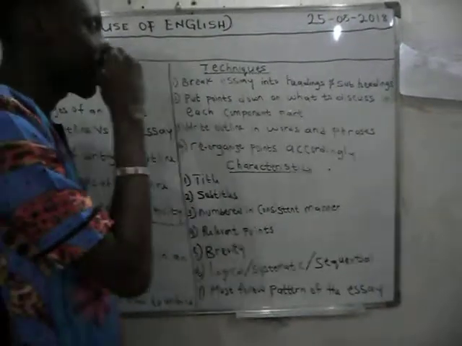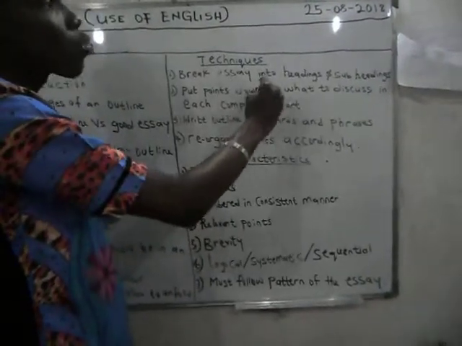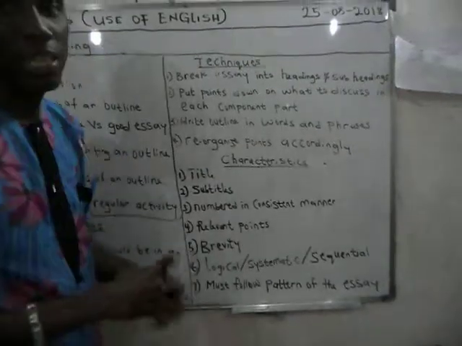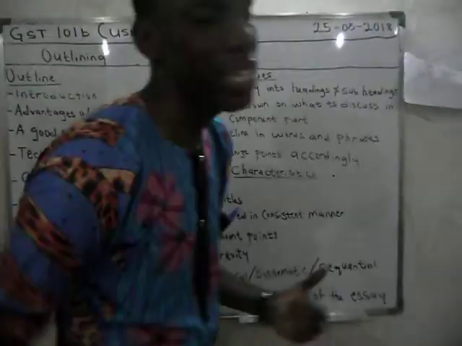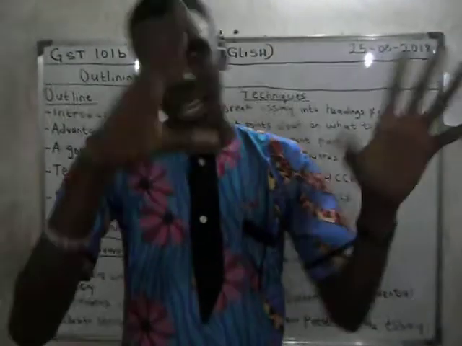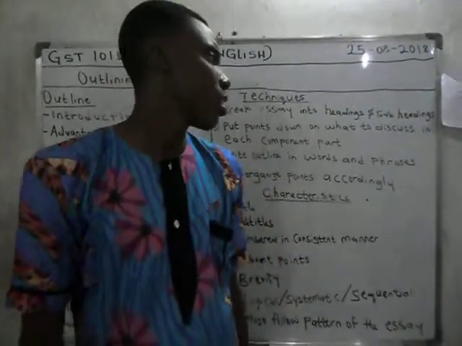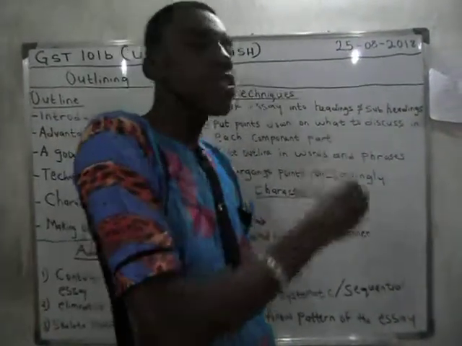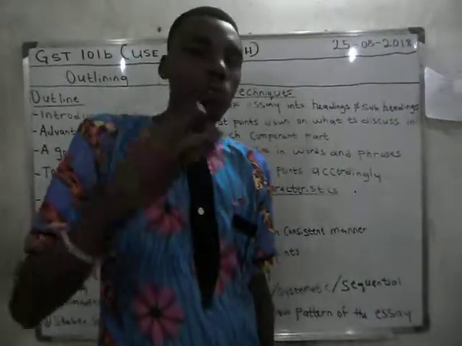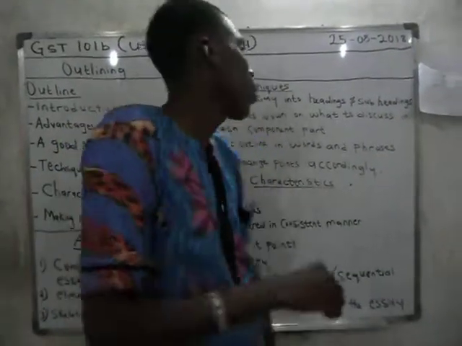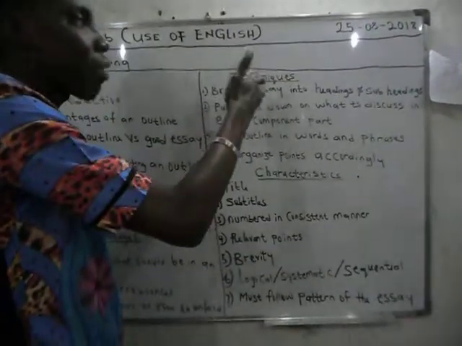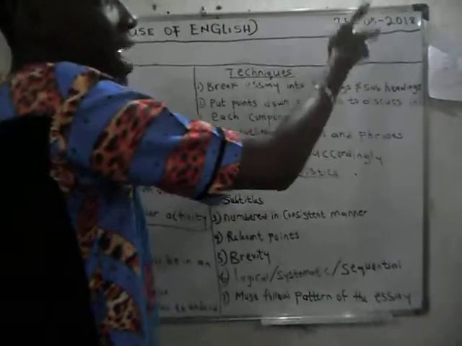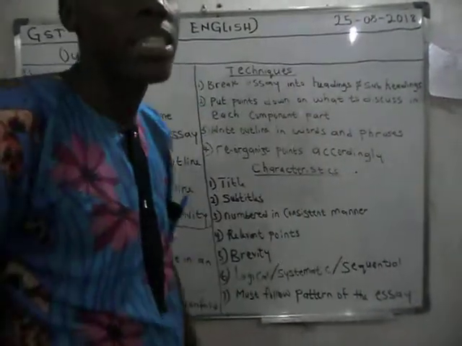Now, the first technique is what? Break essay into what? Headings and subheadings. Let's assume you are reading an essay, an article, a write-up, whatsoever. Now, the first thing that guarantees you that yes, I can build up an outline is to do what? To break such an essay into what? Headings and what? Subheadings.